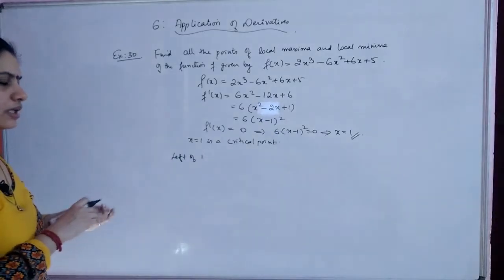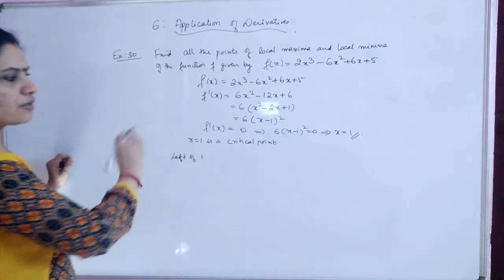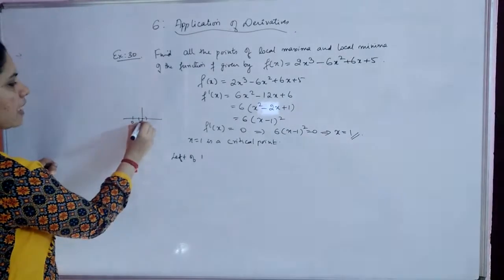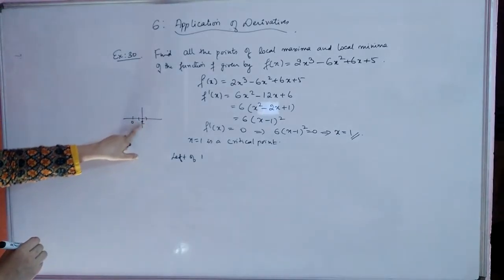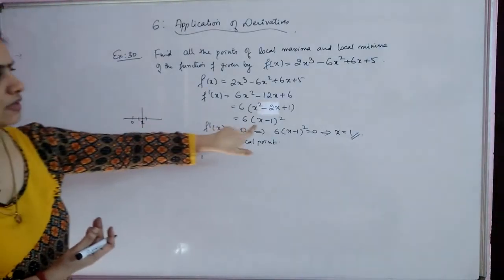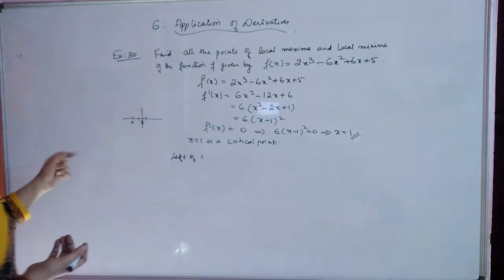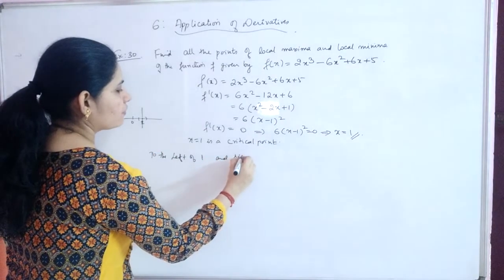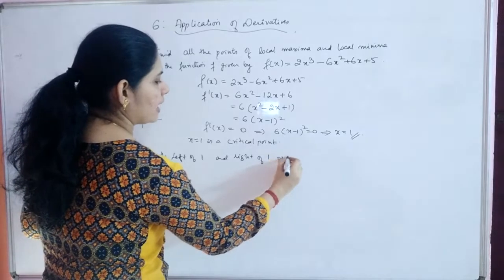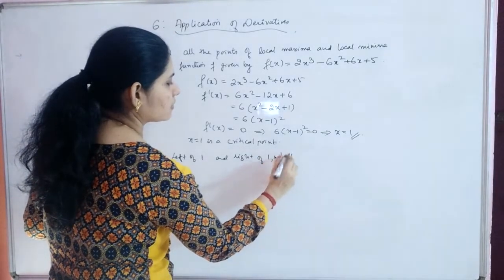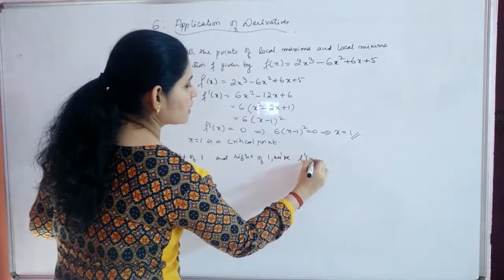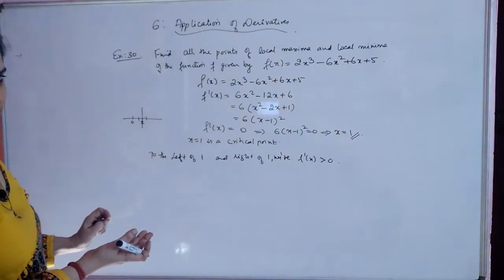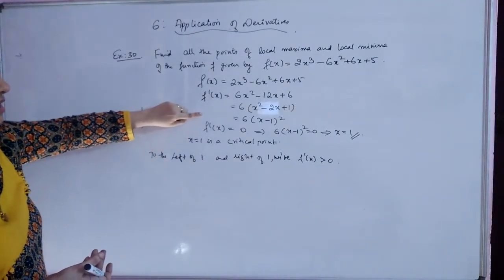Even if it is a negative quantity, the whole square is not negative actually. Left of 1 means you are just taking a number nearby 1, and a nearby number on either side gives a positive value. Both sides are positive. Even if x minus 1 is negative, you get the whole square to be positive. So to the left of 1 and to the right of 1, we have f dash of x greater than 0 only. That means there is no change from left to right. Understood? The sign of f dash is not changing from left to right.